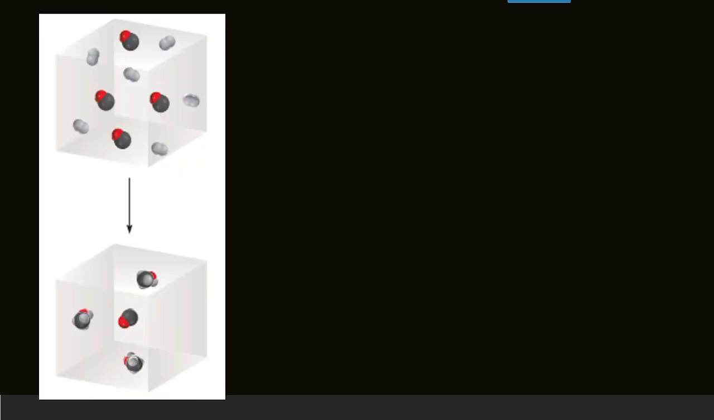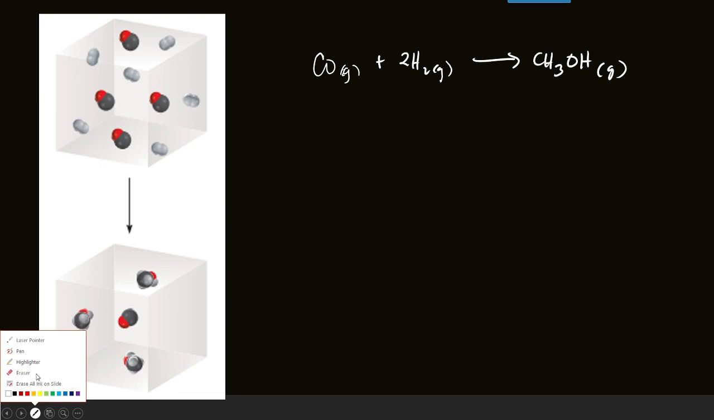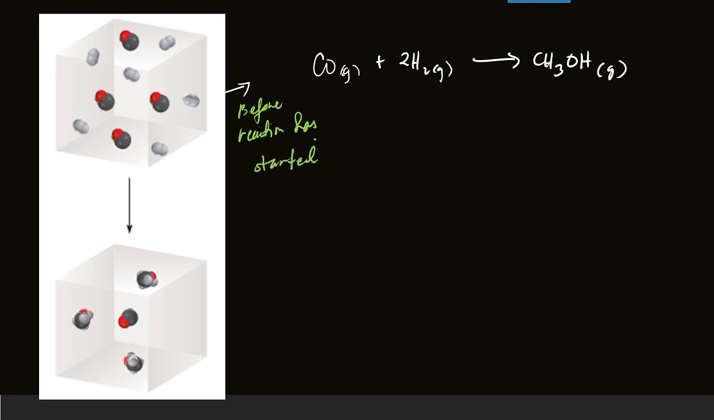Now for the chemistry concept. Let's consider the industrial synthesis of methanol from carbon monoxide and hydrogen at high temperature. This is the before, so let's change the color to see it better. This figure shows the situation before the reaction has started. And this one shows the situation after the reaction is complete.